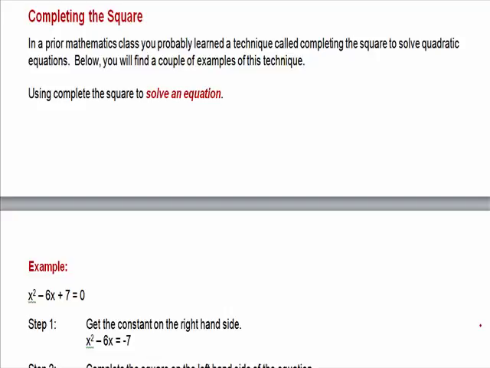In prior mathematics, you might have actually done completing the square. Please do not be concerned if you did not. The technique is not that difficult, although you will have to be careful in order to keep the steps clear and to not make an arithmetic error. So below we're going to find a couple of examples of this technique. We're first going to use the completing the square technique to solve a quadratic equation.